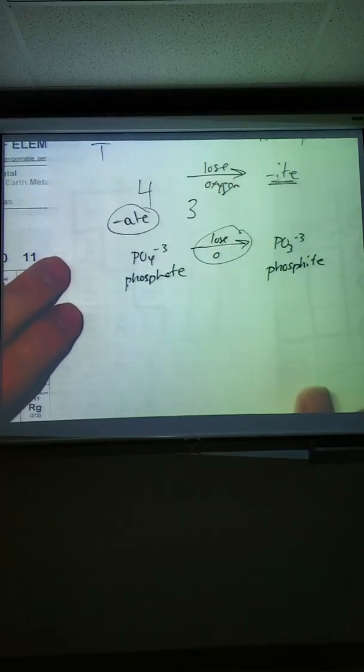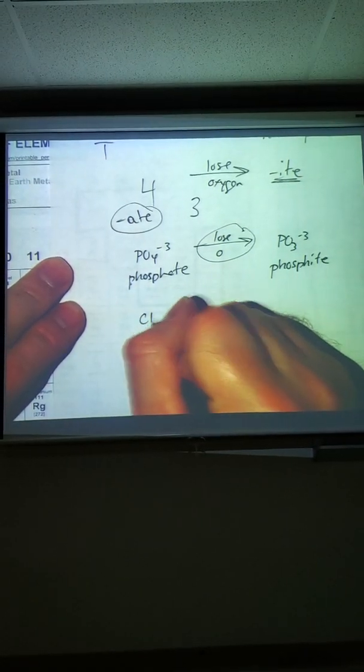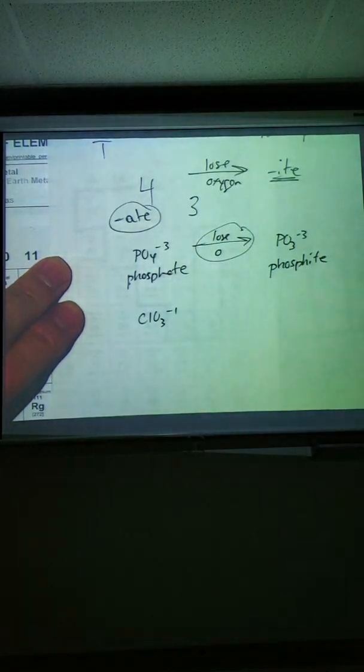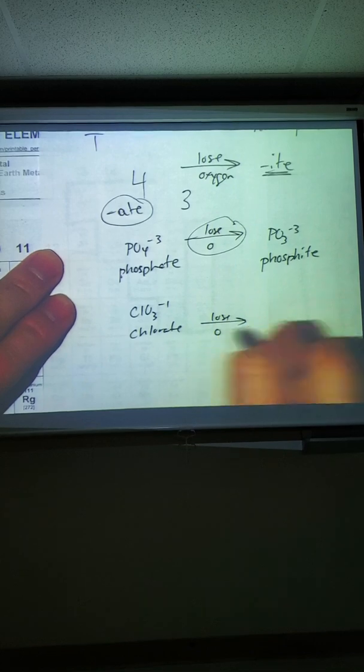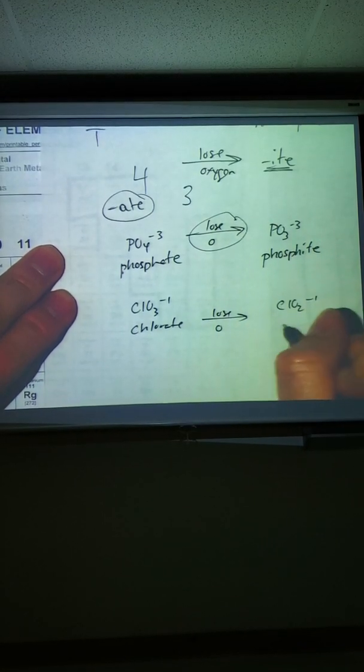It's also true though that if you were to take chlorate, ClO3, it's in the 3 box, not the 4 box. Chlorate, you can lose oxygen, become chlorite, just in the same way as above.